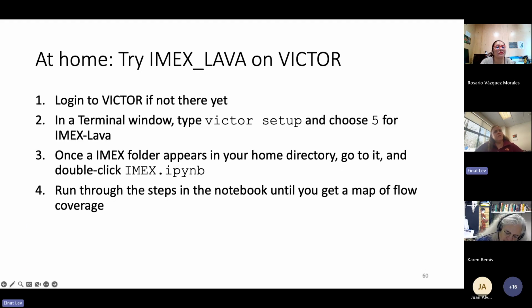Here are instructions for running IMAX on Victor, and you are very well invited to try it after class or in your free time to run through the steps and see the results. I'm posted on Padlet if you want.